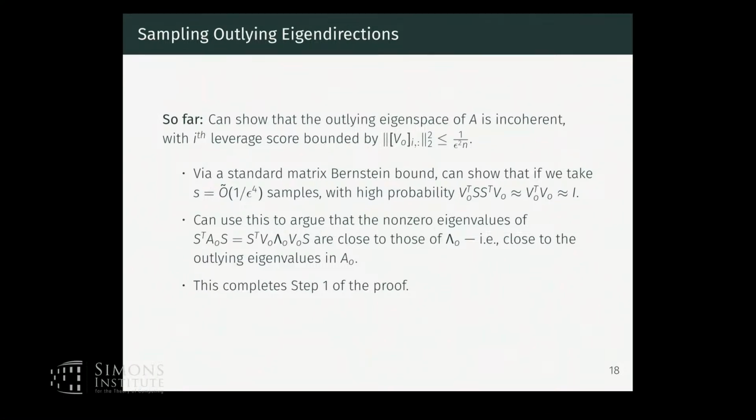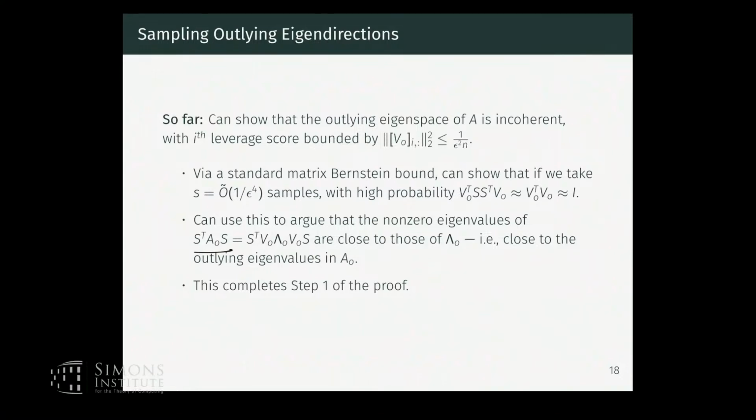Then with high probability, if I look at a sampled inner product, so V is an orthonormal matrix, right? So V transpose V is the identity. If I sample the rows of V uniformly at random, because they have bounded row norm, V transpose SS transpose V, so the sampled inner product, is going to be close to the identity with high probability via a standard matrix Bernstein bound. We can then use this to argue that the non-zero eigenvalues of our principal submatrix are close to those of the original matrix.